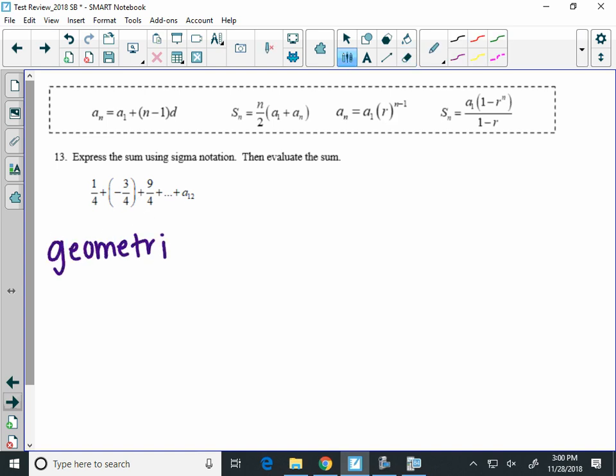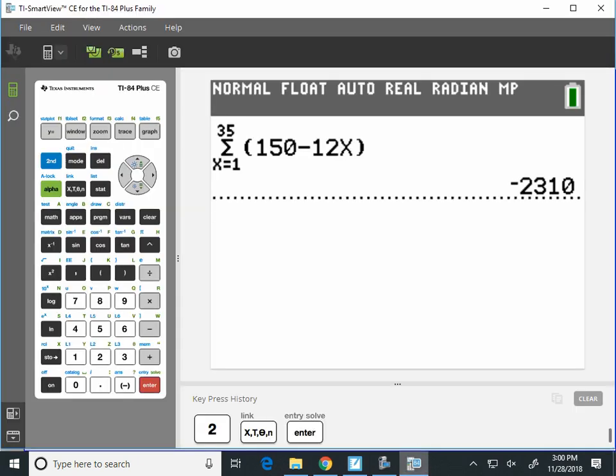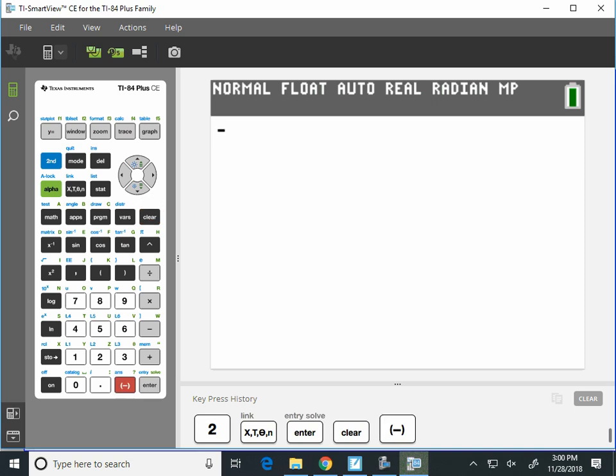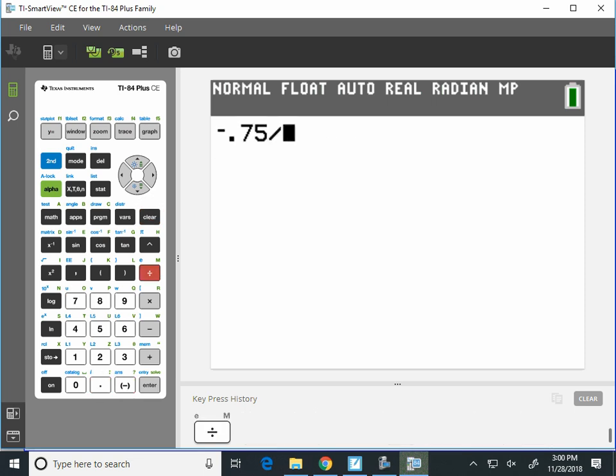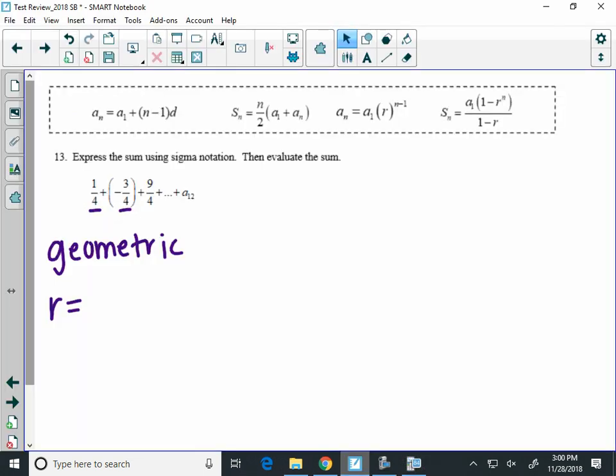I can find the common ratio, which I'm going to do here now to make sure. But remember, to find the common ratio, you take the second number divided by the first. So I'm going to take negative 3 over 4, which is negative 0.75, divided by the first term, which is 1/4.